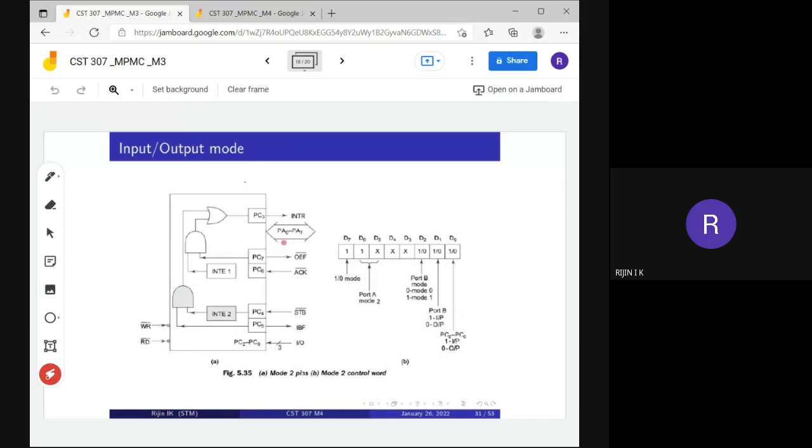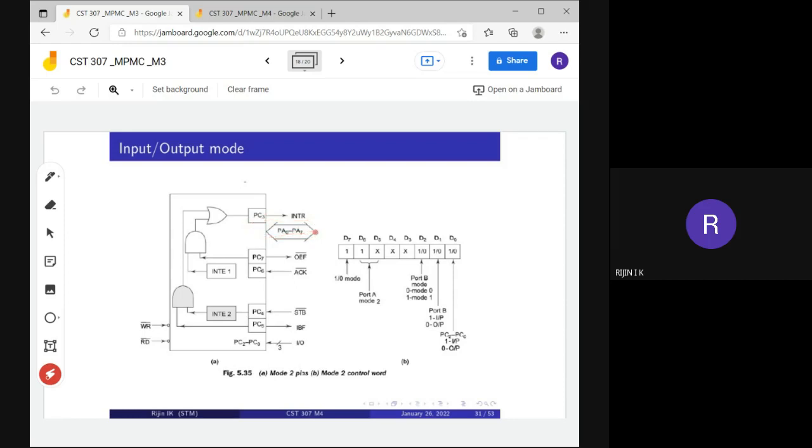Then this is the diagrammatic representation. Here it shows how port A in mode 2 works. The operation is the same, similar to mode 1, but the difference is that it is bidirectional. It is bidirectional and it is only for port A.